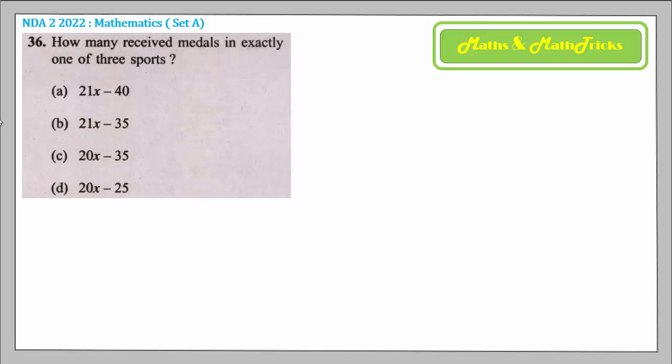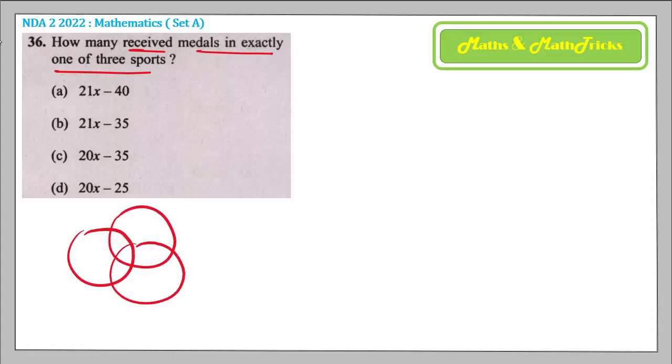How many medals received in exactly one of the 3 sports? Now what do you mean by exactly one of the 3 sports? Let us recall the Venn diagram once again. Basketball, football and volleyball. So see the region that I am shading. This is the region which shows the players receiving the medals in only basketball. Similarly, the players receiving the medals in only football. Players receiving the medals only in volleyball.